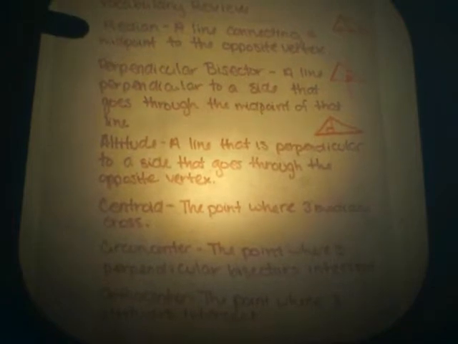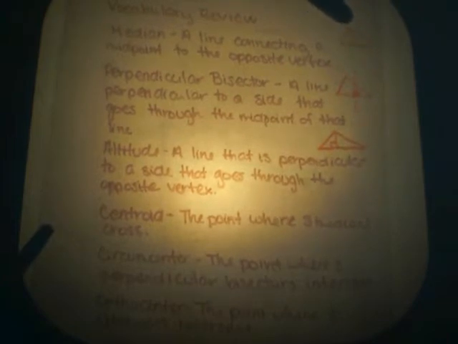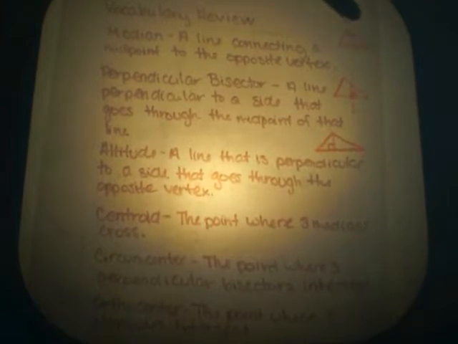But first we have to go over a lot of review, some different vocabulary to make sure we remember what they all mean. A median, remember a median is in a triangle, and it's a line that connects a midpoint, so a midpoint would be down here, to the opposite vertex. So it comes from a corner and then hits a midpoint. So if I had the coordinates of the vertex and the coordinates of the midpoint, I could find the equation of that line.